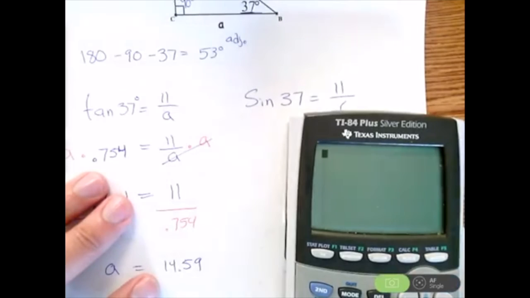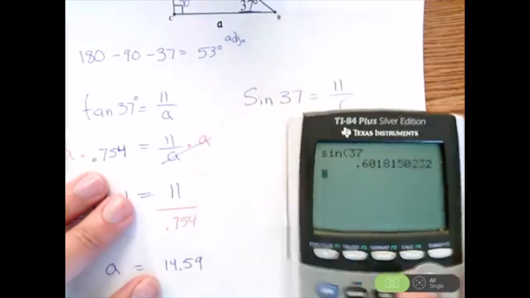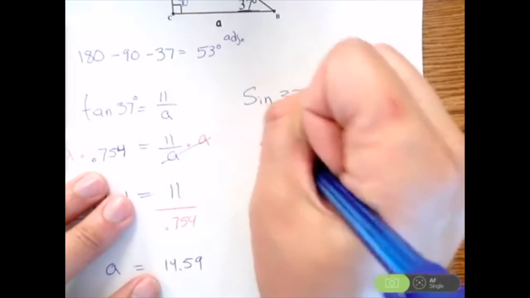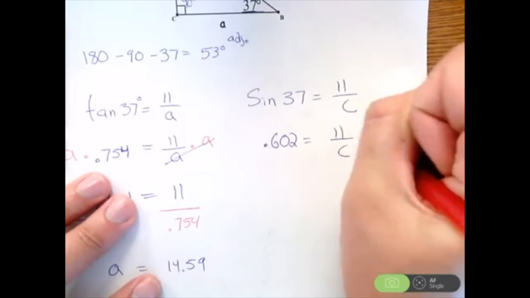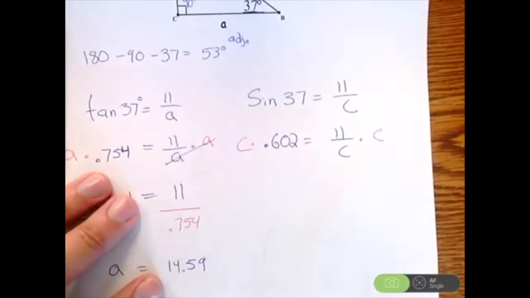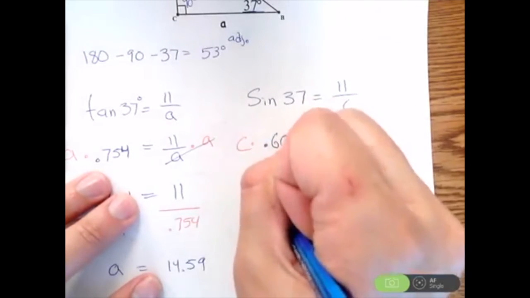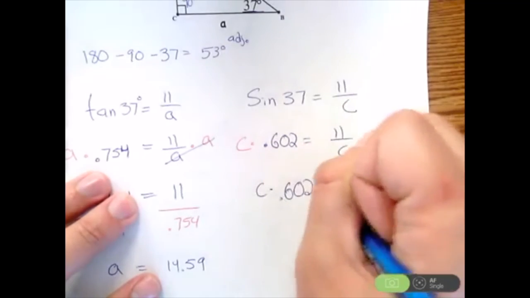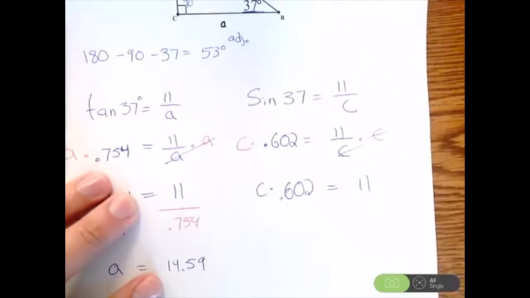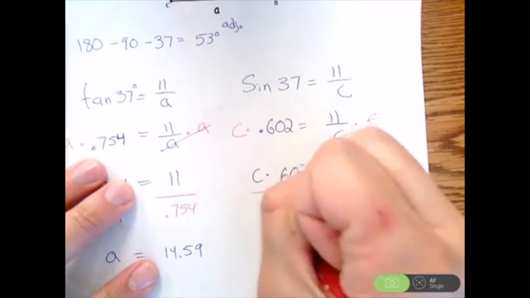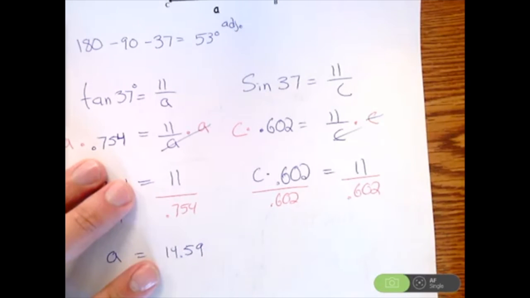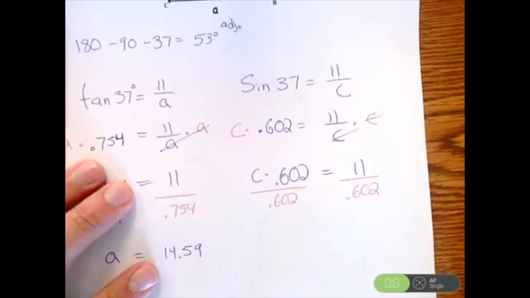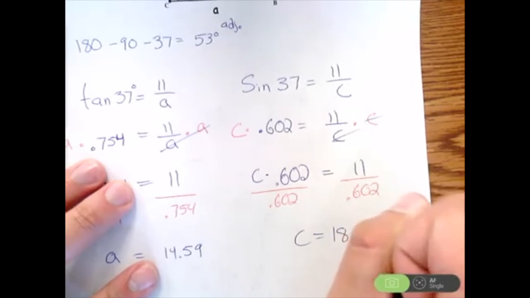I'm going to start by doing sine of 37, which is 0.60181. We'll call that 0.602. See how that rounding can get very interesting. To get c by itself, I need to get it out of the denominator, so I'm going to multiply both sides by c. So I have c times 0.602 equals 11. Then divide by 0.602, divide by 0.602. And we're going to find that this side c is 18.27.